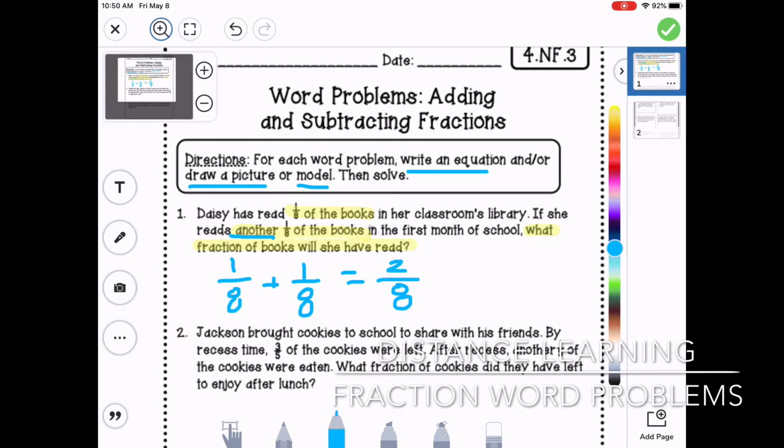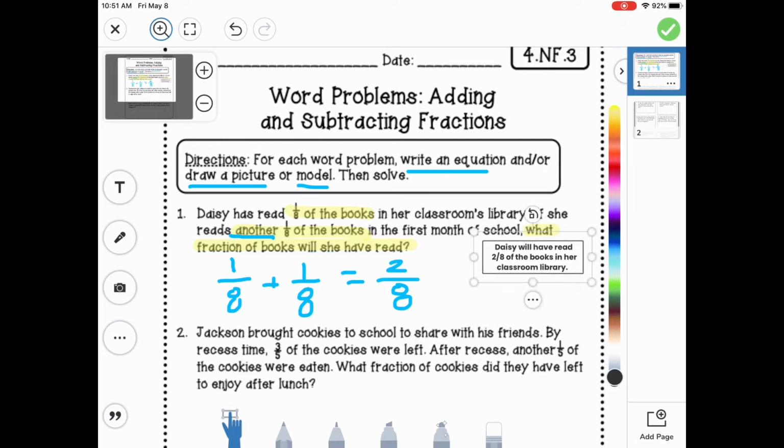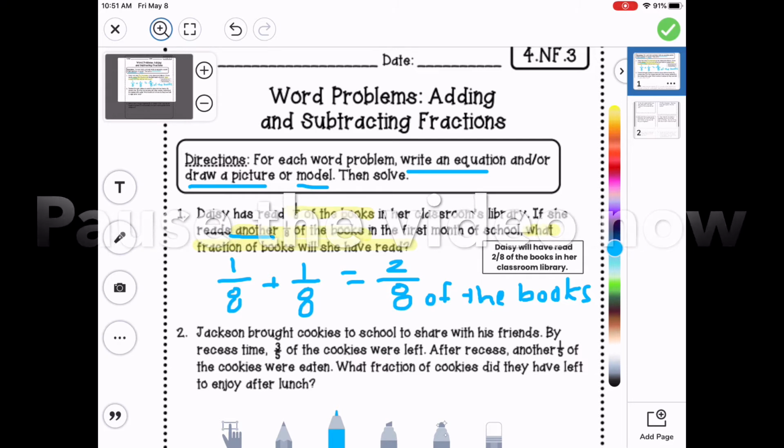So you could just write 2/8 of the books, or you could even type your answer to make a complete thought for your response. So for example, I've written Daisy will have read 2/8 of the books in her classroom library. That's one choice. That's sort of like going above and beyond. If you didn't want to type out your full answer, you could have just written 2/8 of the books. So go ahead, pause the video now, and come on back. We'll go over the rest of the answers together.